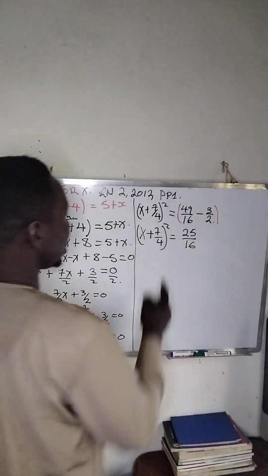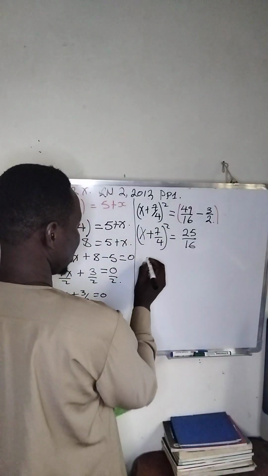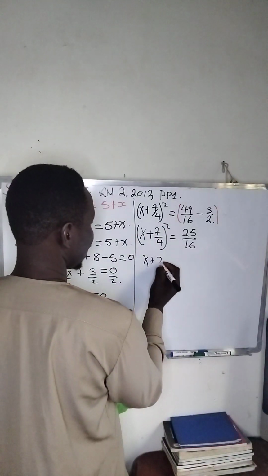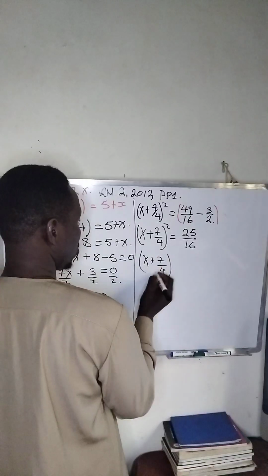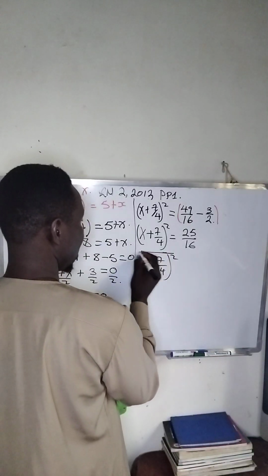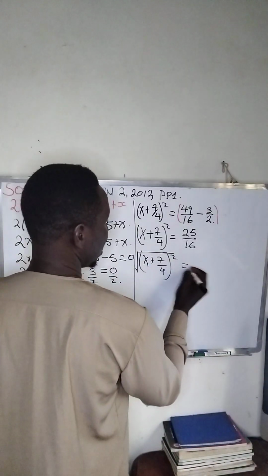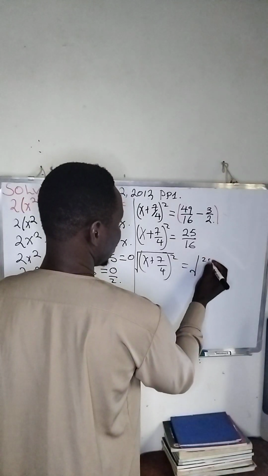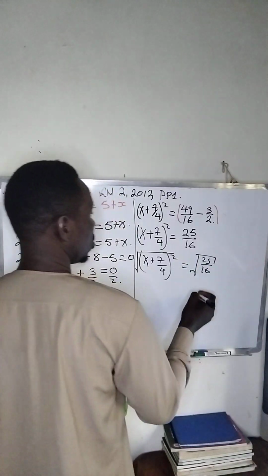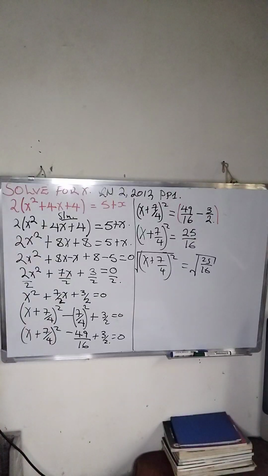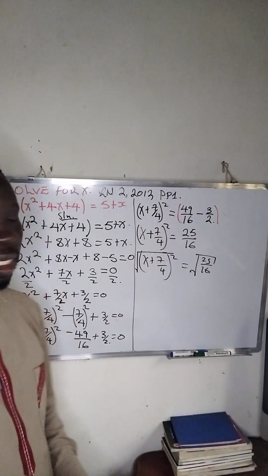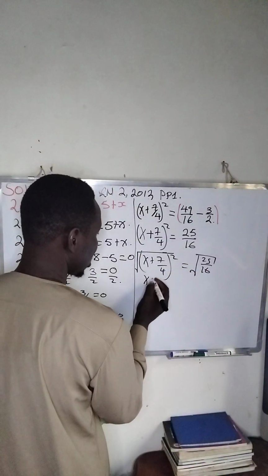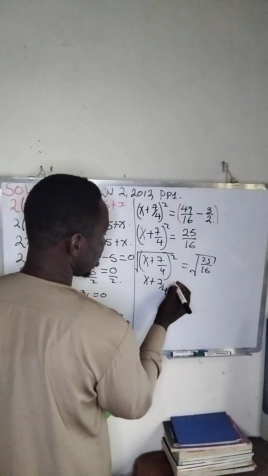Then from that point, it's time to remove the square. This one comes to (x + 7)/4, all of it. Remember it had a square, so you place a square root. The same applies to 25/16. Also, there is a square root which is introduced on the other side. Altogether, now we remain with (x + 7)/4, which is equal.